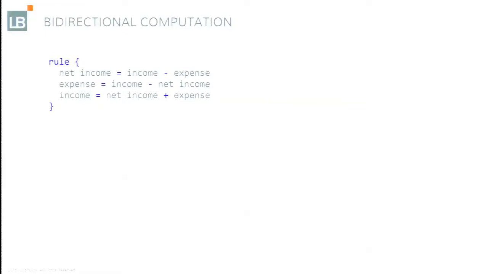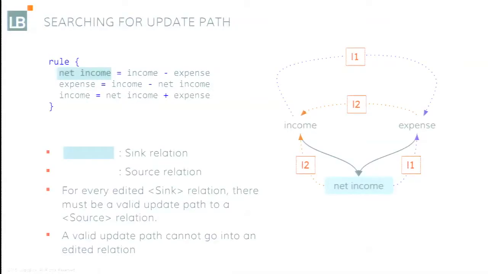All right, so that's our rules, and now what we do is every time an edit is made to a computed relation, we need to find a valid update path back to a source relation. So in this case, our net income is our sink relation, and income and expense are source relations. We've drawn a dependency graph here. The solid line indicates a forward computation, and we have two dotted paths for our backward computation. I1 indicates the expense rule, I2 indicates the income rule, where I1 is preferred.